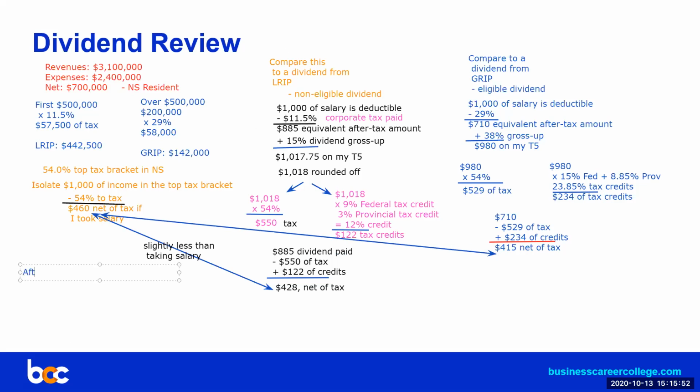So my after-tax position, if you want to look at it this way, per $1,000 of corporate earnings, if I took salary, I'm left with $460. If I took a non-eligible dividend, I'm left with $428. Go ahead. I think what's confusing is, and maybe I'm wrong here, but on your second column, you have 1,000 of salary as deductible. Yeah, it would have been deductible. So again, what I'm trying to show there is that I can't compare $1,000 of salary to $1,000 of dividends, right?